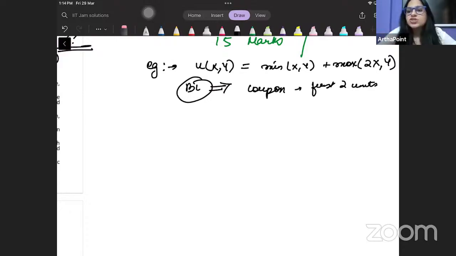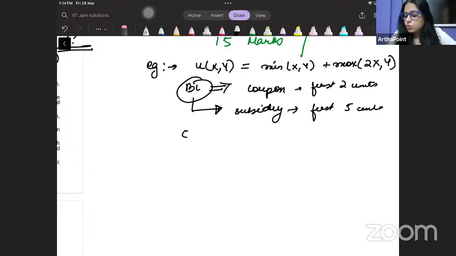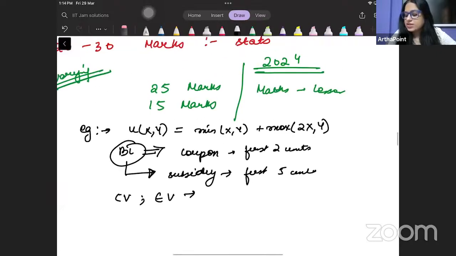What happens to the budget line when I give you a subsidy on the first 5 units? What happens to the compensating variation and equivalent variation when prices are increased or decreased? All these kinds of questions in consumer theory will be covered.